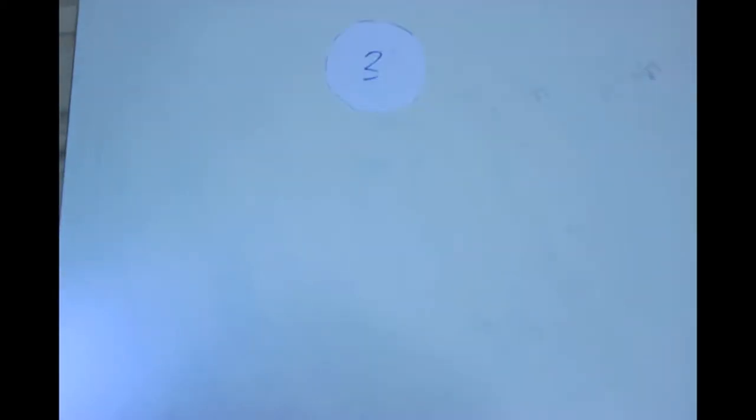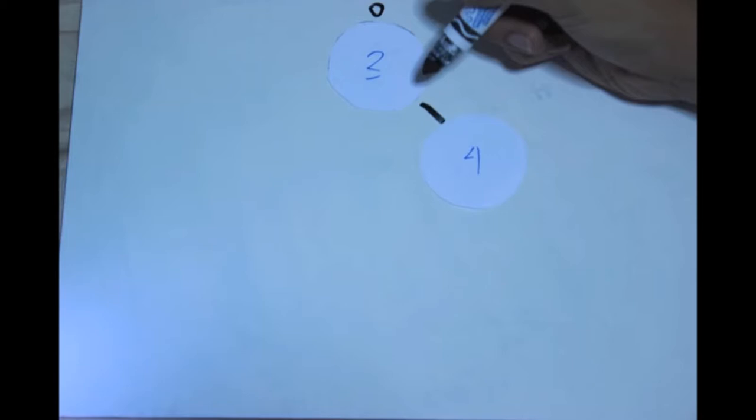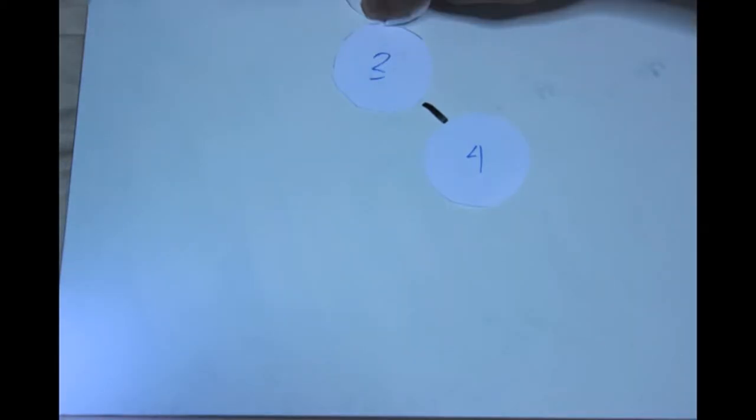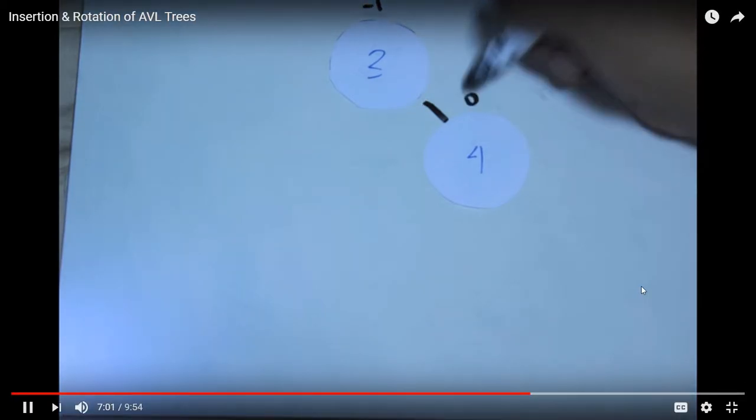First, we insert 3 and check its balance factor. Since it has no child, its balance factor is equal to 0. Next, insert 4. Since 4 is greater than 3, we put it on the right subtree. Again, let's check the balance factor of each node. Since the height of the right subtree of node 3 is greater than its left subtree, its balance factor is equal to negative 1, and 4's balance factor is just equal to 0.